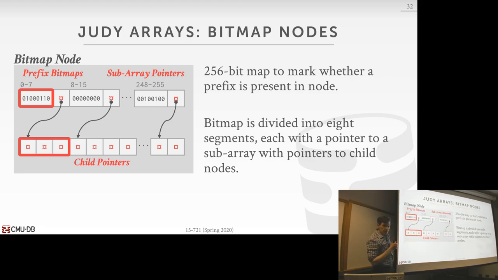Is that clear? Yes. So even if you're in the 8 to 15 range, you still need to know everything before you? No, so the question is, even if you're in the 8 to 15 range, do I need to know what comes before you? No, because the pointer here is only for this chunk. So if I'm looking in here, I follow this pointer down, which is now offset by the number of elements.